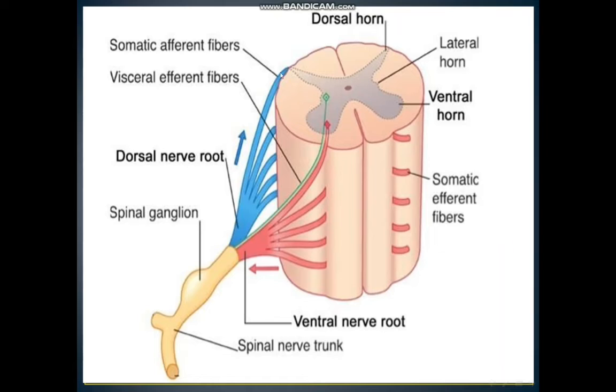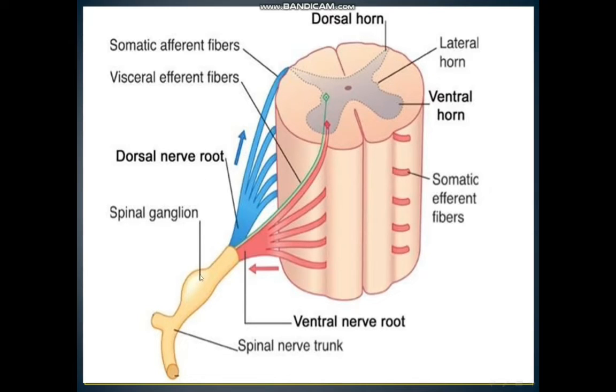Here in this picture we can see the spinal cord. This is the dorsal side, this is the gray matter, and this is the white matter. These are the dorsal horns of the gray matter, ventral horns of the gray matter, and lateral horns of the gray matter, with the posterior and anterior commissure. Here we can see the somatic efferent fibers for motor, and the somatic afferent sensory fibers. The green one is the visceral afferent fibers for the autonomic nervous system.